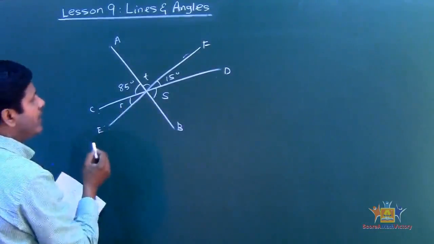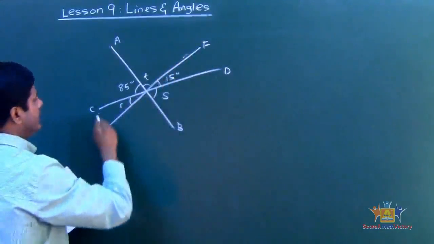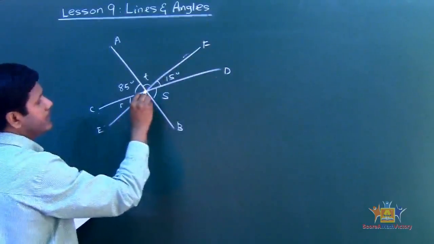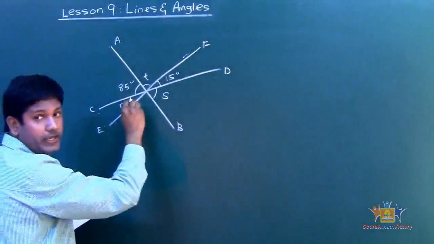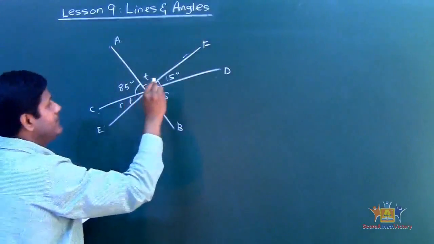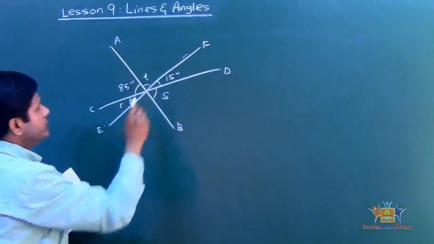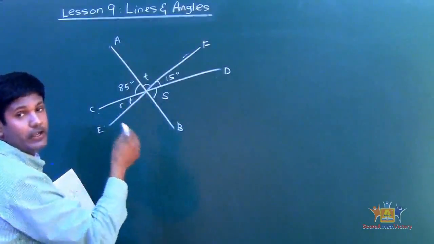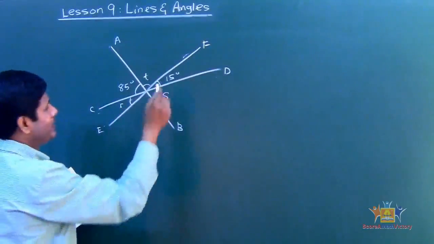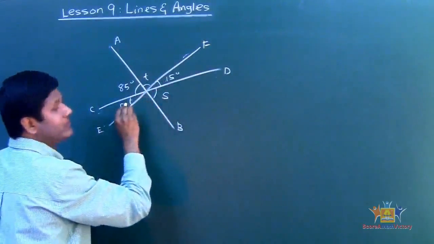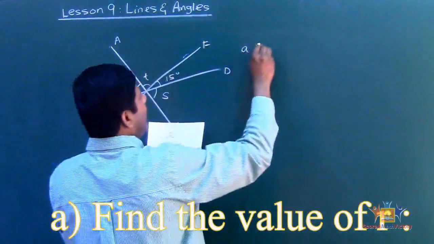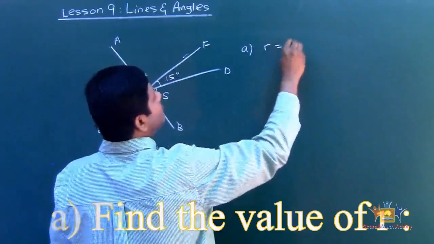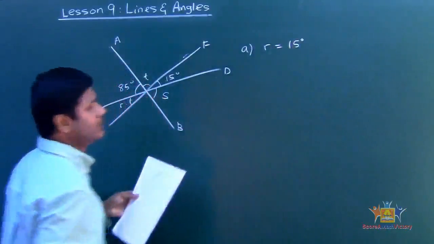So how do I find R? Look at this. This line and this line are intersecting. That means these two are vertically opposite lines. So these two angles are vertically opposite angles. That means if this is 15 degrees, what would this be? Very good. So R equals 15 degrees.